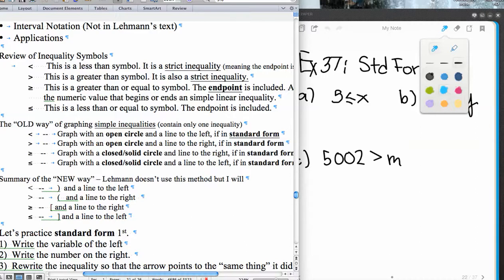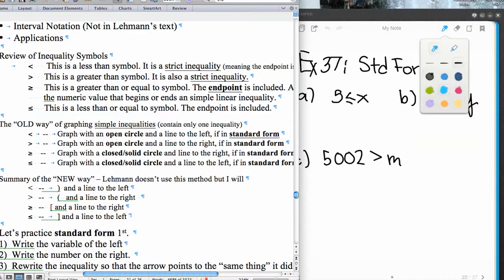And then the greater than or equal to, or the less than or equal to. And in these, the endpoint is included. That's why there's equality. Now, in the old way of graphing, and the way that Lehman's going to show you in your book, with strict inequalities, the less than symbol and the greater than symbol, we graph those with an open circle. And then when we have the greater than or equal to, or the less than or equal to, we graph those with a solid or closed circle.